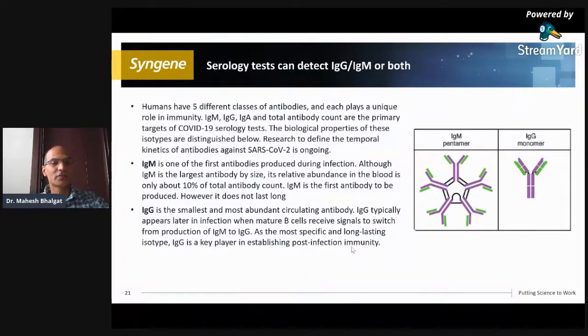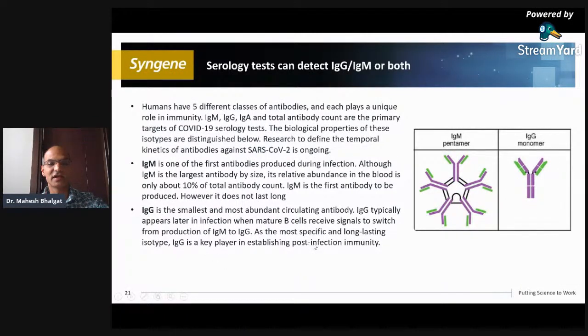Now, serology tests to detect these antibodies can be designed to detect different types of antibodies. I'm going to talk about the IgM and the IgG because those are the most prevalent kind of tests that are available today. IgM, as you know, is one of the first antibodies that is produced during the infection, large in size because it is more of a pentamer. But it's also only about 10% of the total antibody count. So from a sensitivity perspective, it's not the best thing to go and try to have an assay for. You could have some challenges in the fact that you don't have as much of this as you might have of the other antibody, which is the IgG.